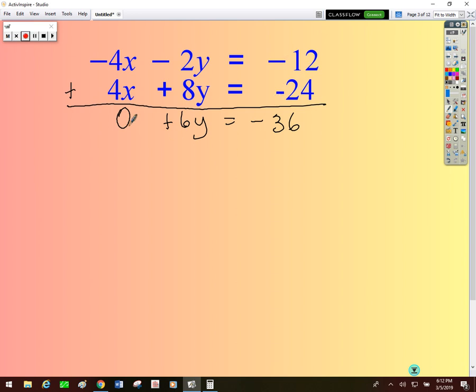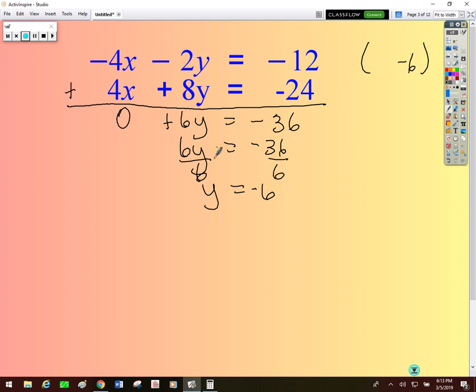Okay. Be very careful when you put it in your calculator that you don't put in negative 12 minus a negative 12, because then you're going to change that to a positive 12. So just be very careful here. All right, so 0 plus 6y is 6y. Bring down the negative 36, and then divide both sides by 6 to solve for y, which gives me negative 36 divided by positive 6 is a negative 6. So I know the y value is negative 6.